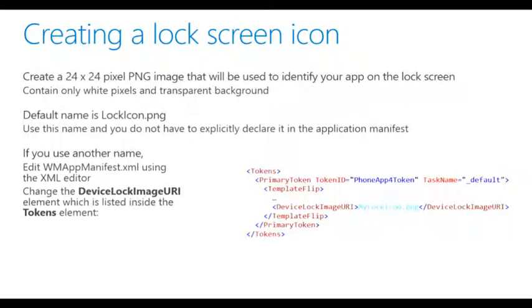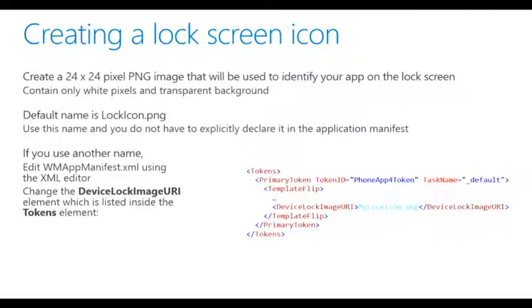First of all, you need that little icon that shows at the bottom. So that's a tiny little 24 by 24 pixel icon. And you need to include that as content in your project. The default name is lockicon.png. And then you need to edit the manifest.